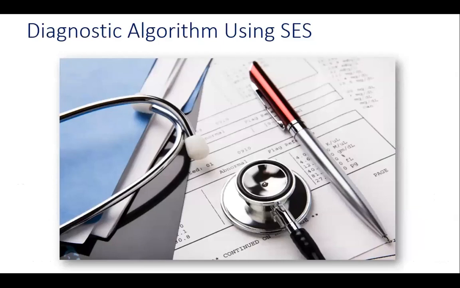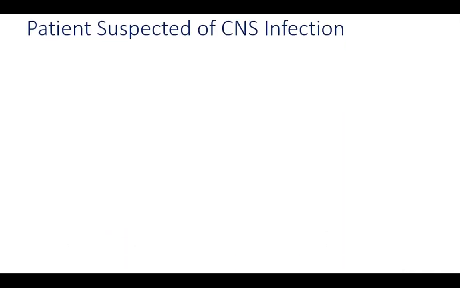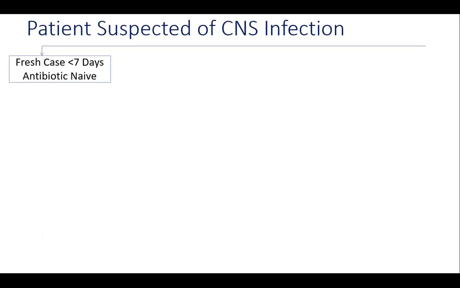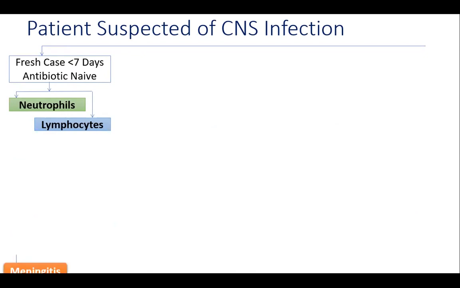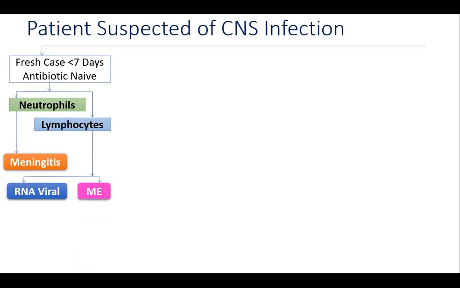Now, how do you use these diagnostic algorithms using SCS? This is what doctors ask: how do I use your test? So I thought I would mention that. Next. A patient suspected of CNS infection, a fresh case, or on 7 days of antibiotics: if it has lymphocytes, send it for acute encephalitic syndrome. No questions asked. Then that is meningoencephalitis or RNA viral panel, depending on what you're suspecting, or AES.